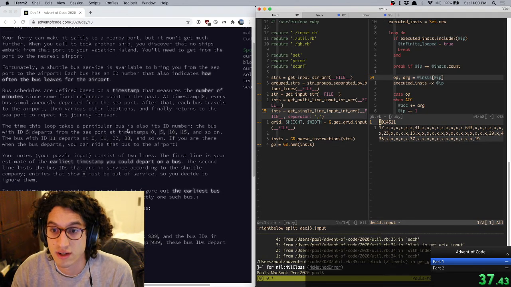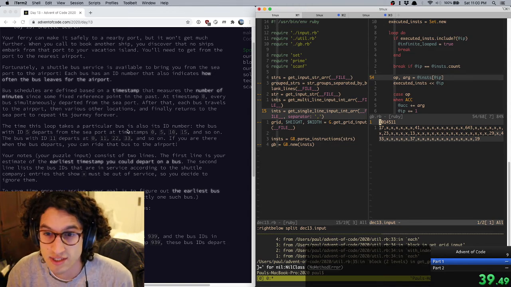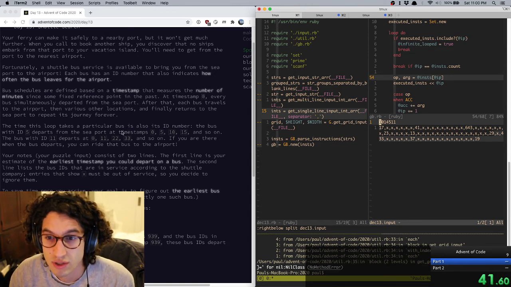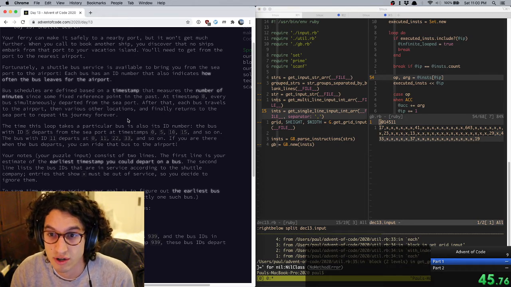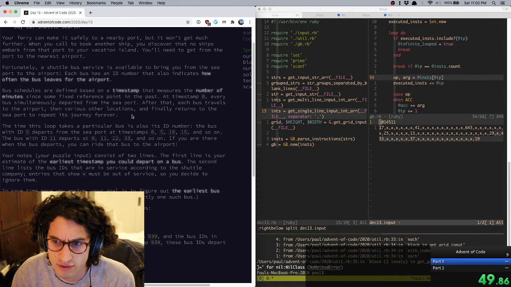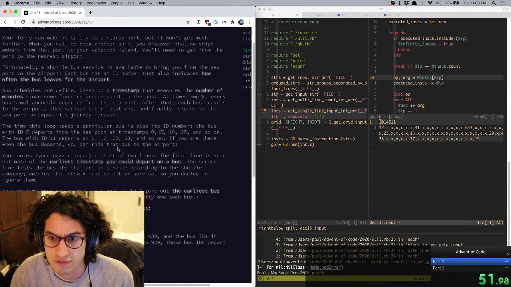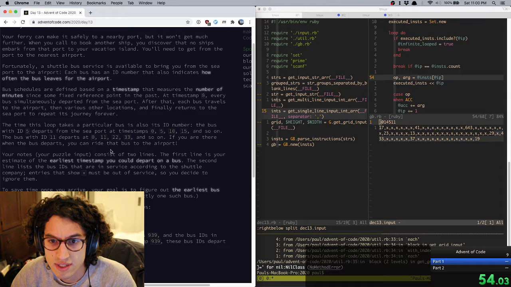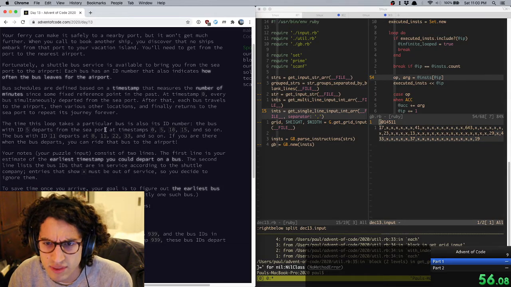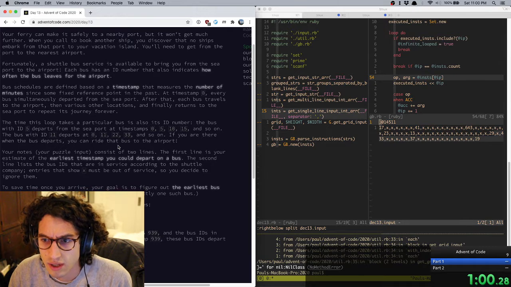Bus schedules are defined on a timestamp that measures the number of minutes since some fixed reference point in the past. At timestamp 0, every bus simultaneously departed from the seaport. After that, every bus travels to the airport, then various other locations, finally returns to the seaport to repeat its journey forever. The time this loop takes a particular bus is also its ID number.